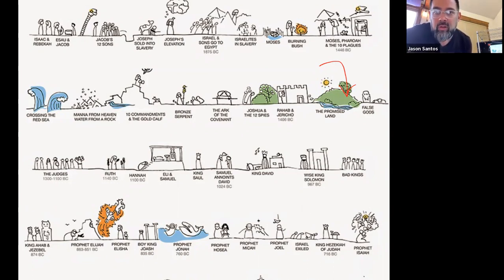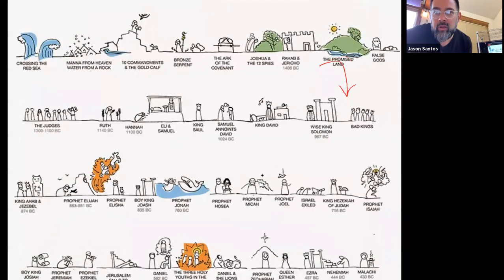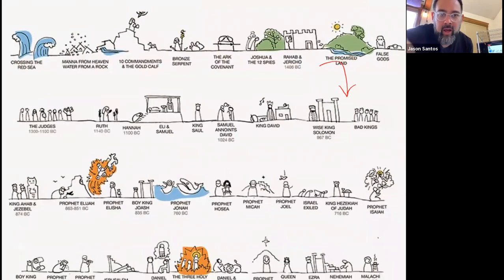But you can see on the sheet, let me move it up here, make it a little bit bigger. Judges would have been written right around here. This would have been covered. This is the era that the book of Judges would have been sort of prominent.